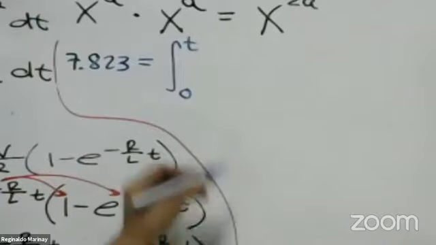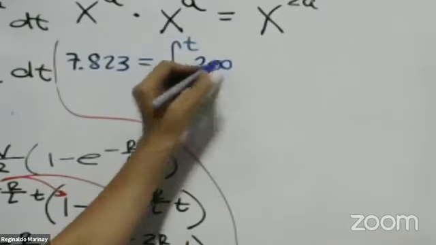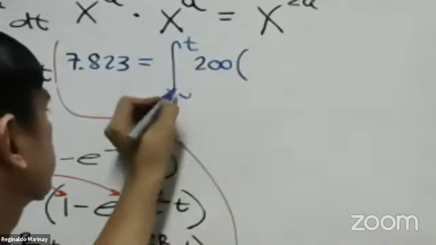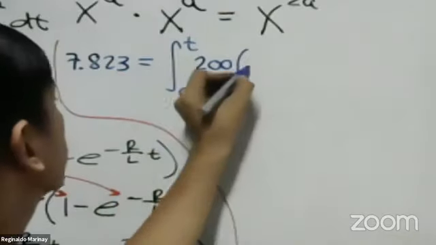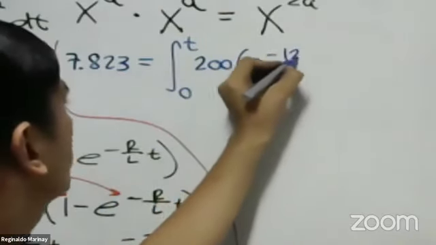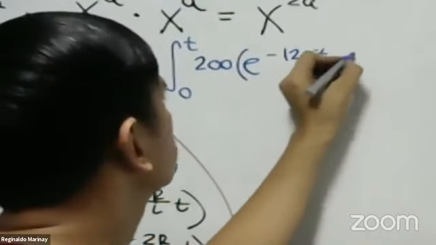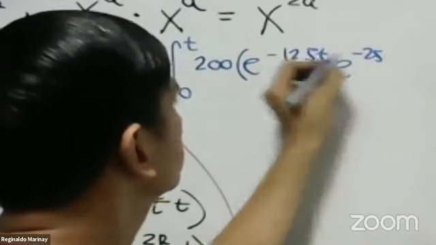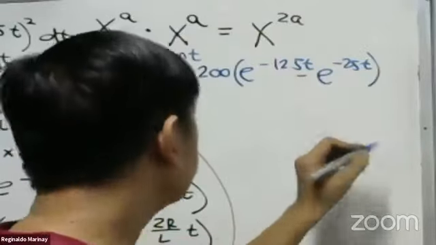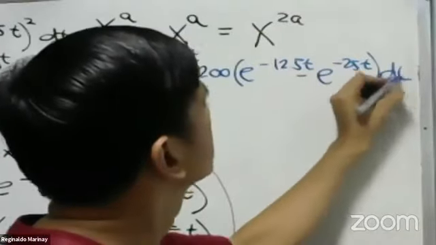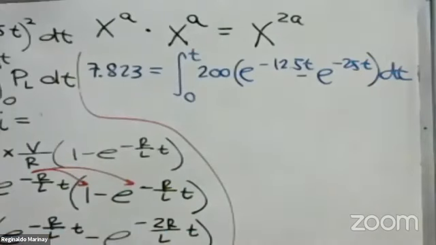What is our PL equal to? 200 times E raised to negative 12.5t minus E raised to negative 25t, dt. So that will be our equation, no? That will be our equation.